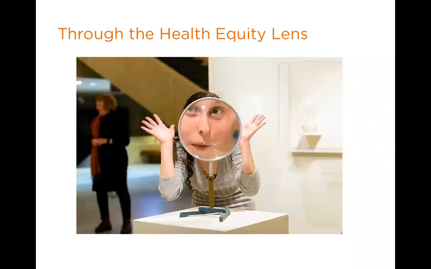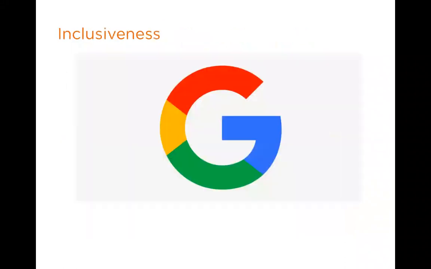Now we're going to focus on some case studies looking through the equity lens. Some of you may be familiar with this logo. This is Google. Google has been number 1 for 8 years on the Fortune 100 Best Places to Work list. They've been ranked number 1 for that long for one reason, and that's that they are inclusive with all of their employees.